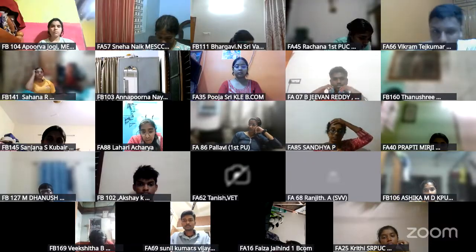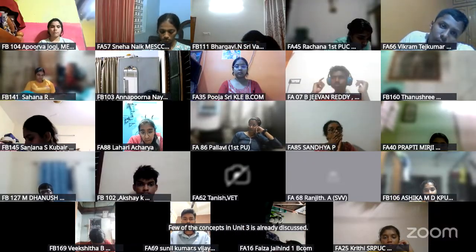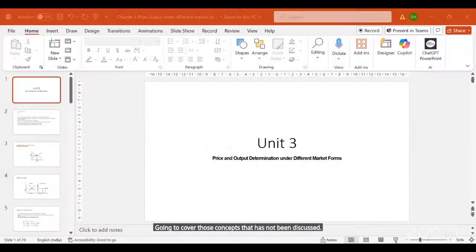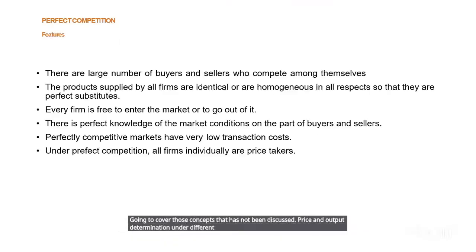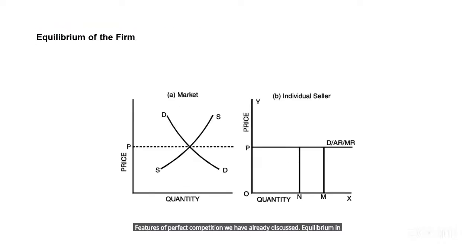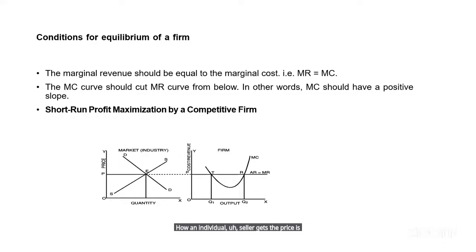Many of the concepts in Unit 3 are already discussed. We are just going to cover those concepts that have not been discussed. Price and output determination under different market forms. Features of perfect competition we have already discussed. Equilibrium at the industry level is discussed. How an individual seller gets the price is also discussed. Now we are going to discuss the conditions of equilibrium and short-run profit maximization.